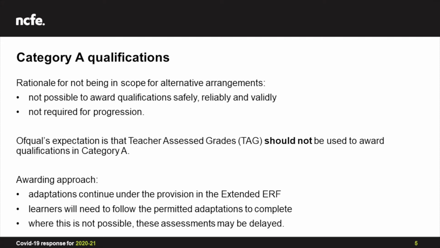In terms of NCFE's awarding approach to qualifications in this category, adaptations continue under the provisions set out in the extended ERF. Unfortunately, learners that have experienced disruption and/or learning loss cannot be mitigated by any alternative arrangements or TAGs, as they are not provided for in this category, and therefore they will need to follow the permitted adaptations to complete. Where this is not possible, it means these assessments may need to be delayed.